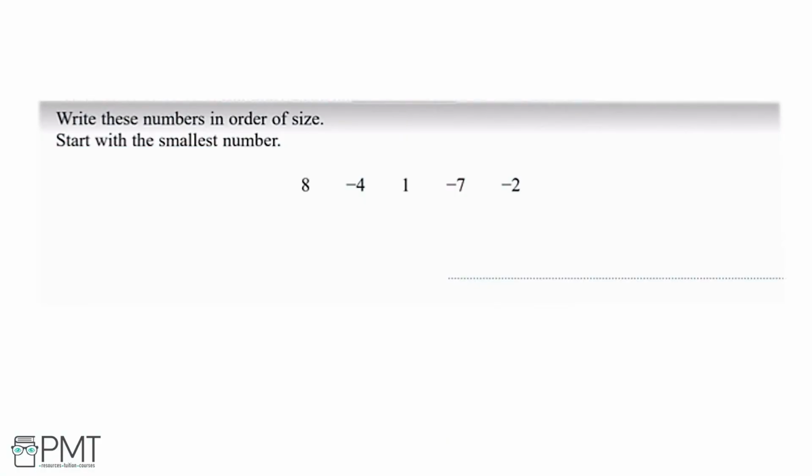We need to write these numbers in order of size, starting with the smallest. And just by looking at the list, I can see, because we've got negative numbers, one of the negative numbers is definitely going to be the smallest. I can see -7 is the smallest one here. So if I cross that off, I'm going to write it here.